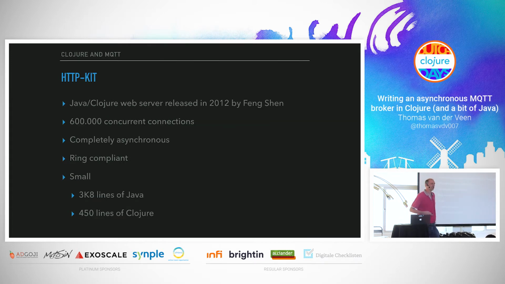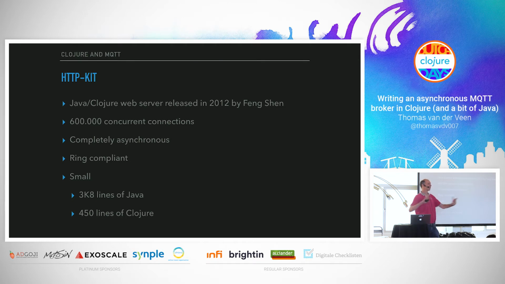HTTP Kit. Who has heard of HTTP Kit? Excellent. So HTTP Kit, you wonder, where does this come into the picture? But let me tell you something quickly about it. It's a Java Clojure web server written by a guy called Feng Cheng in 2012. When it first came out, he announced, look, I've got a web server which supports 600,000 concurrent connections. And everyone was like, oh yeah, that's cool.